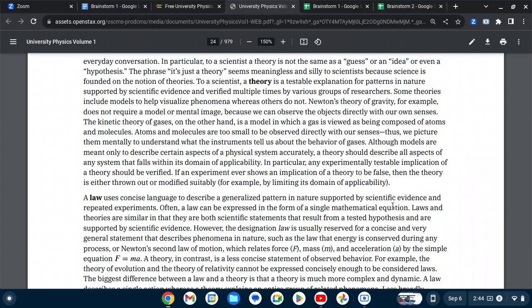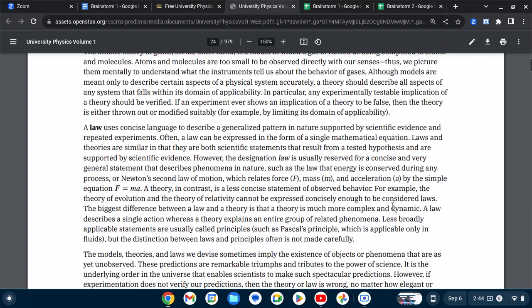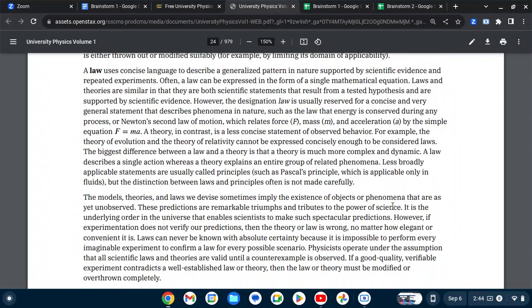A law uses concise language to describe a generalized pattern in nature supported by scientific evidence and repeated experiments. Often, a law can be expressed in the form of a single mathematical equation. Laws and theories are similar in that they are both scientific statements that result from a tested hypothesis and are supported by scientific evidence. However, the designation law is usually reserved for a concise and very general statement that describes phenomena in nature, such as the law that energy is conserved during any process, or Newton's second law of motion, which relates force, mass, and acceleration with a simple equation F equals ma.